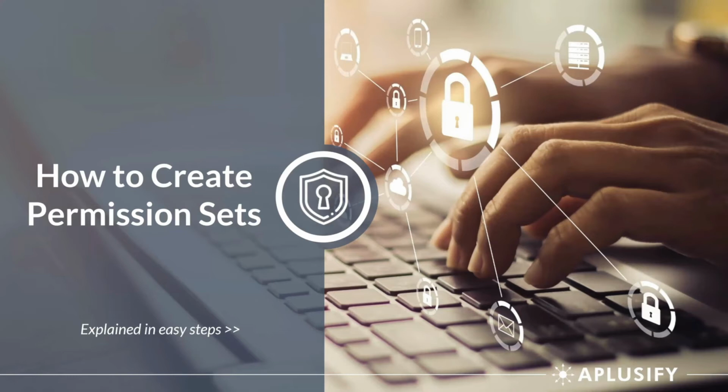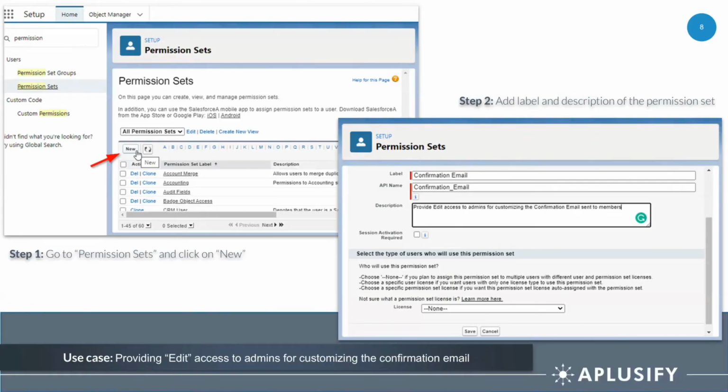Now let's see how we can actually create permission sets that we were talking about. So you go to the permission sets. Step one is you go to the permission sets, and there is a button called New there, right? Our use case is that we are trying to provide edit access to admins for customizing the confirmation email. A request comes from the marketing team that they want a permission where their users should be able to customize the confirmation email that is sent to the members. So we are trying to create a new permission set, which gives the edit access for customizing the confirmation mail.